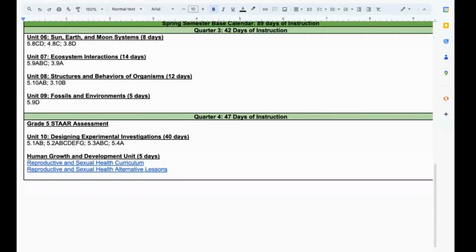If we look at the YAG for quarter 4, we see that we have 47 days of instruction. Within these 47 days of instruction, you will have the grade 5 STAAR assessment. You will be teaching Unit 10, Designing Experimental Investigations, which is 40 days. And then you will have a Human Growth and Development unit that will be 5 days.